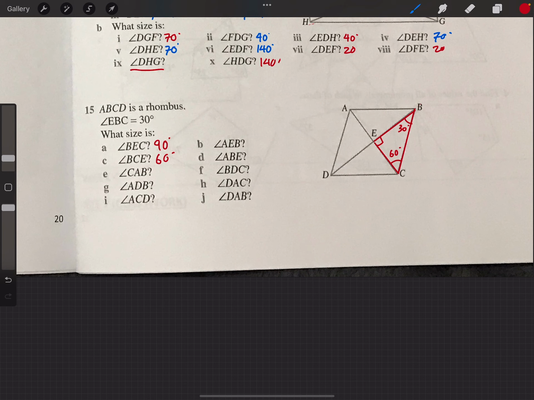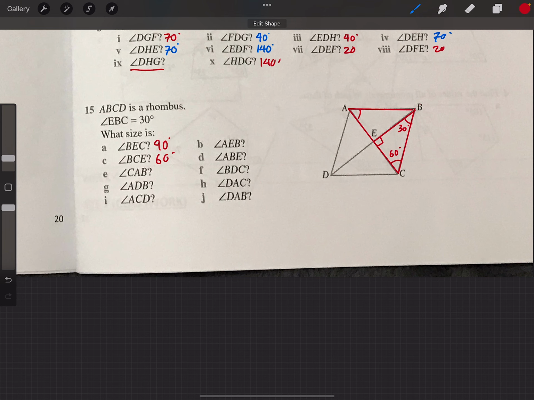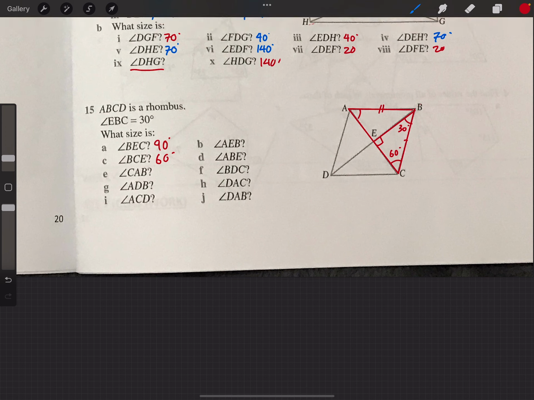Angle CAB. What is this angle here? Well, we do know that this length is equal to this length. You can see that this is an isosceles triangle, right? And if this is 60, then this must be 60 as well. So that's also 60 degrees, CAB.